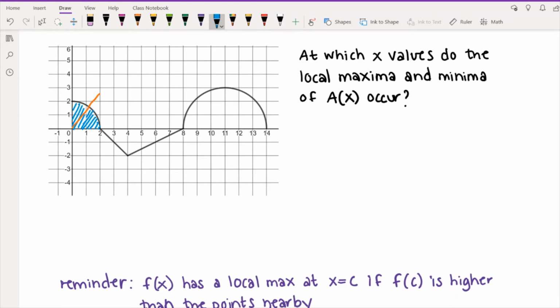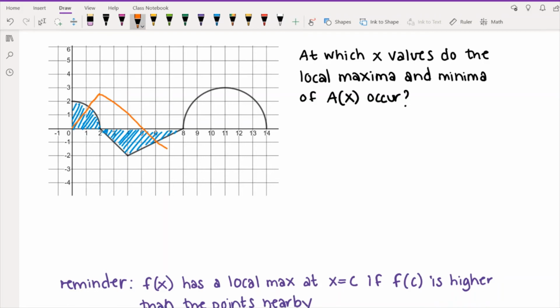However, as soon as we hit 2, now all of a sudden we're adding in some negative area, right? And we're adding negative area all the way until we get to 8. And so that means that the area is going to start going down. And again, I don't know exactly what it looks like, but I know that it's going down, right?